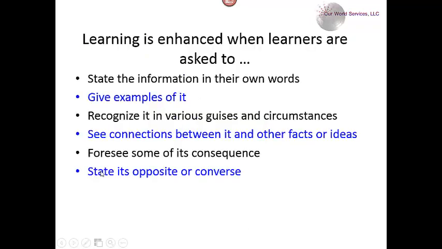Learning is enhanced when learners are asked to state the information in their own words, give examples of it, recognize it in various guises and under different circumstances, and see connections between it and other facts and ideas. Again, it's not subject matter; it's solving a problem. They need to be able to see what it relates to, and what the consequences of that knowledge are. They need to state its opposite or converse. They need to be able to talk about it.